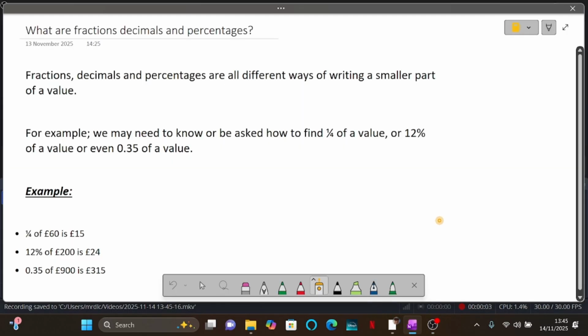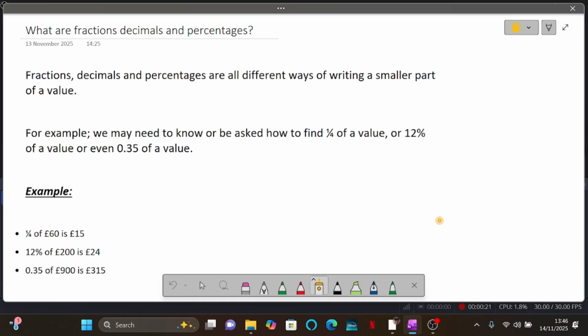So we're going to take a little look at what fractions, decimals, and percentages actually are. These are all smaller parts of a whole value. Okay, so they're almost the same thing, they're just presented in a different way. We'll explore that notion as we go through the session.